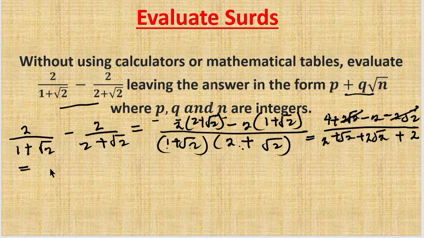Then that's the same thing as 4 minus 2, that's 2, and 2 plus 2, that's 4, plus 3 root 2. Now, ordinarily, I can stop here, but the question wants me to leave my expression in this format. It's very, very explicit.